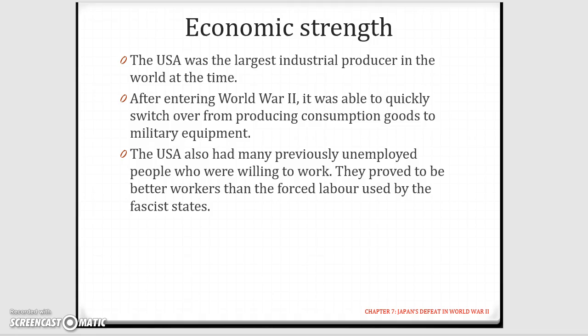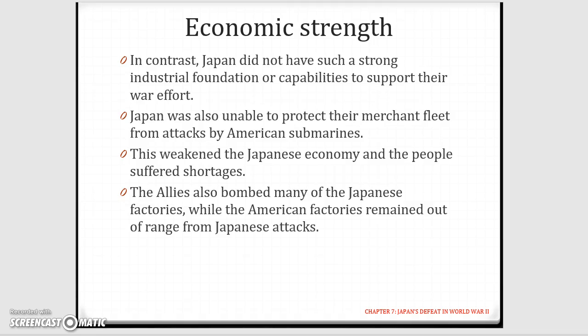Okay, and also there were many unemployed people and they were willing to work, so they were able to employ them, put them in the factories to work and produce even more things, and that builds on their economic strength. Now, in contrast, Japan did not have such an industrial foundation or capabilities to support their war effort. They are quite a recently industrialized country. They only opened up to the West very recently, as you would have learned in chapter 6. So therefore, they are not as strong and as powerful as the USA.